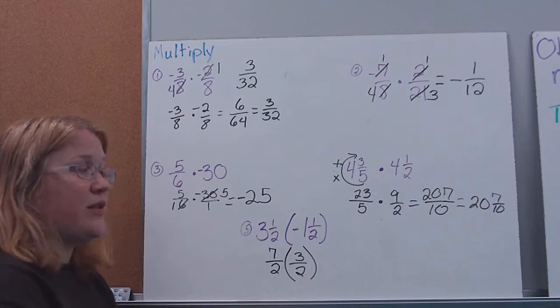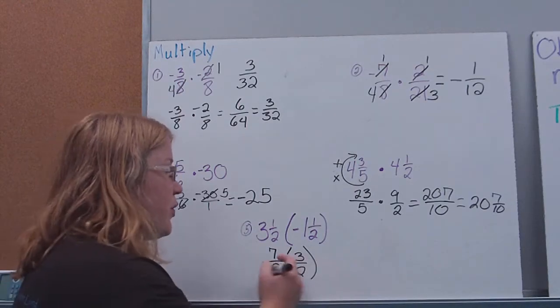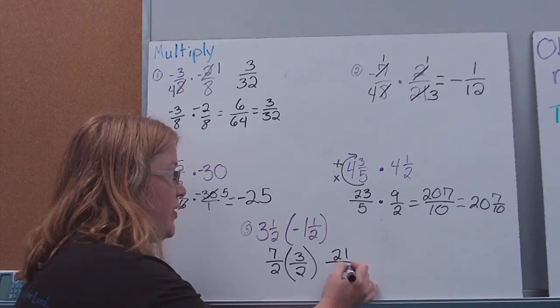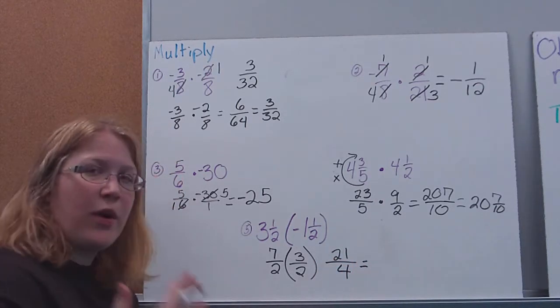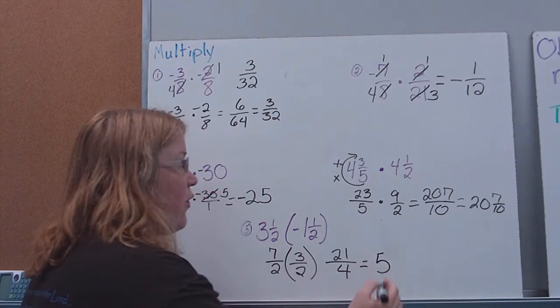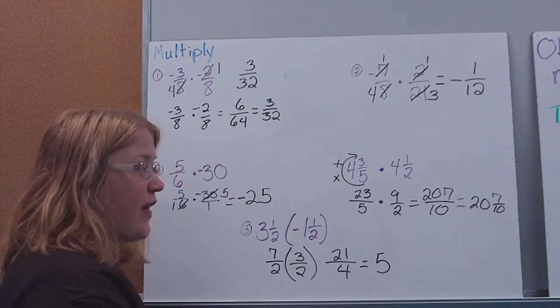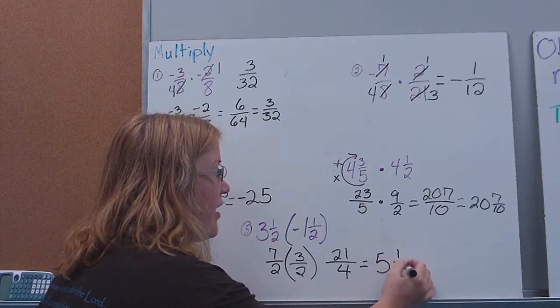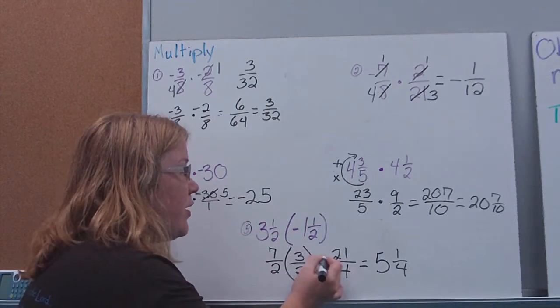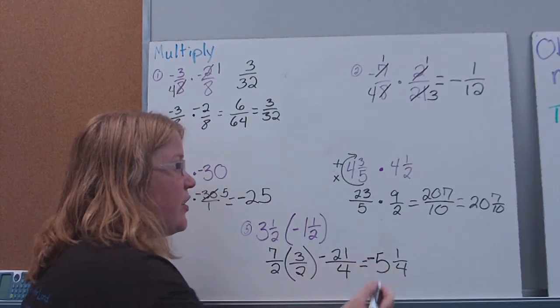And again, you'll notice there's nothing here that's going to reduce, so we'll just do our multiplication. 7 times 3 is 21. 2 times 2 is 4. And then if I want to convert this back into its mixed number form, 4 will go into 20. 4 times 5 is 20 with 1 left over, so 5 and 1/4 would be its mixed number form. Then remember I told you we have 1 negative, so our answer is negative.